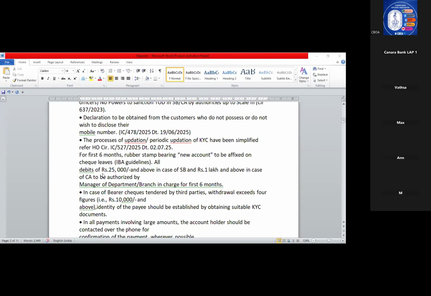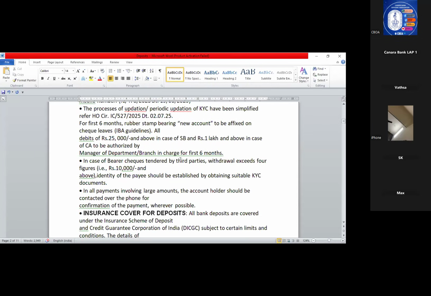All the debits of rupees 25,000 and above in case of SB, and 1 lakh and above in case of current account, are to be authorized by the manager of the department or the branch in charge for the first 6 months. In case of bearer checks tendered by third parties, if withdrawal exceeds 4 figures, then we have to take the identity of the payee. It should be established with suitable KYC documents.